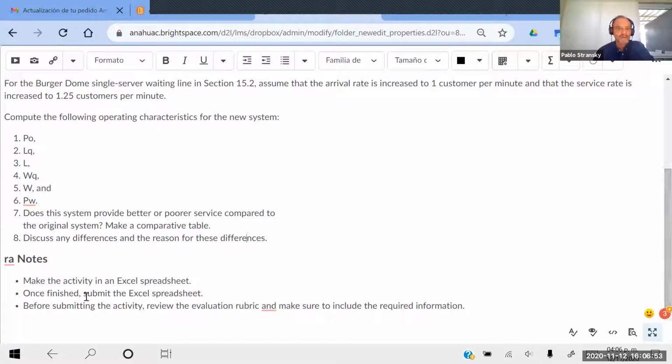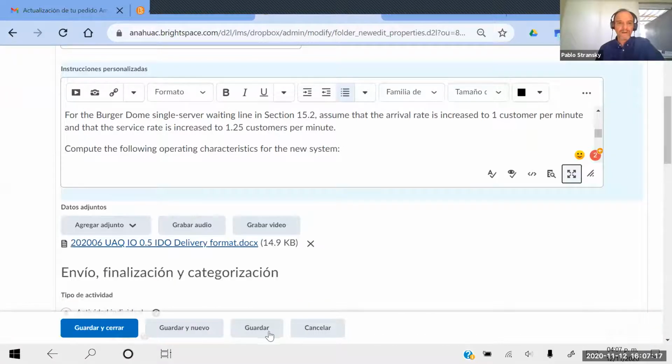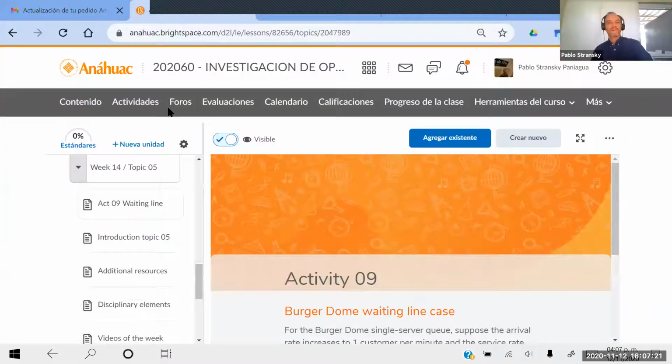So what you got to make is the activity in an Excel spreadsheet. Once you finish, submit the Excel spreadsheet. And then before submitting the activity, please review the rubric. Make sure to include the requirements, the required information, okay? We close this and let's go to the topic we're gonna be working today.